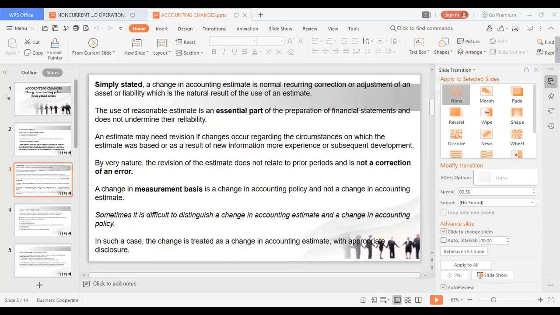So the total of the accumulated depreciation by December 31, 2020 is 1,460,000. That's the total. Then we go to problem 84.